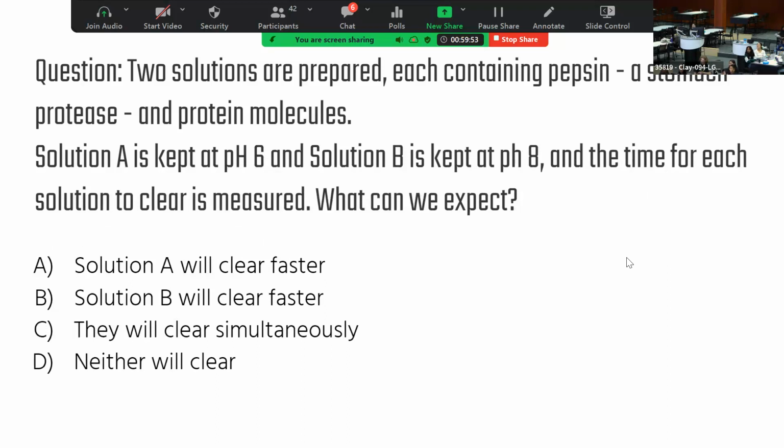So this one has to do with pH. Okay, so hopefully you can see here that the answer for this one is D. So we should know that in the stomach it's quite acidic. So a pH of 6 and a pH of 8 is going to be too high for any enzyme in the stomach to work. So neither will work.